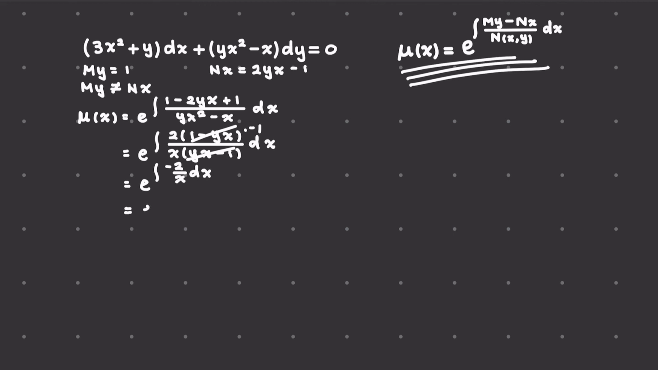And this will give us e to the −2 ln x, and we can make it e to the ln x to the power of −2. We can cross out the e and ln here and make this into x to the −2, or 1 over x². And we've got our integrating factor here.